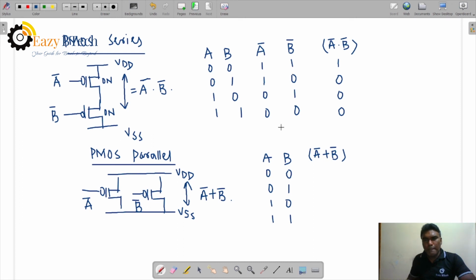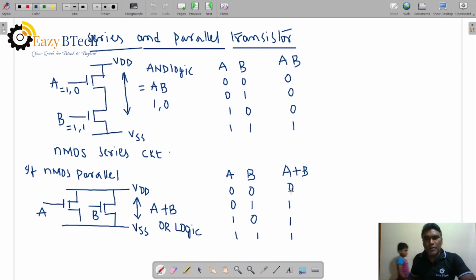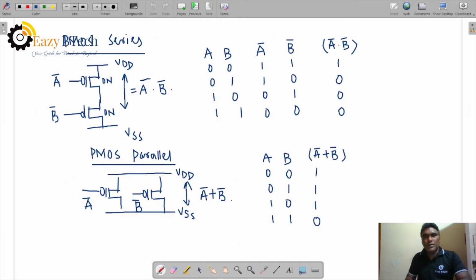So it is an OR logic of A complement plus B complement. So 1 plus 1 will be 1, 1 plus 0 will be 1, 0 plus 1 will be 1, 0 plus 0 will be 0. So it is a complement of A plus B. You see this one. So when PMOS is in series, it is a complement of AB. When PMOS is parallel, it is a complement of NMOS parallel.